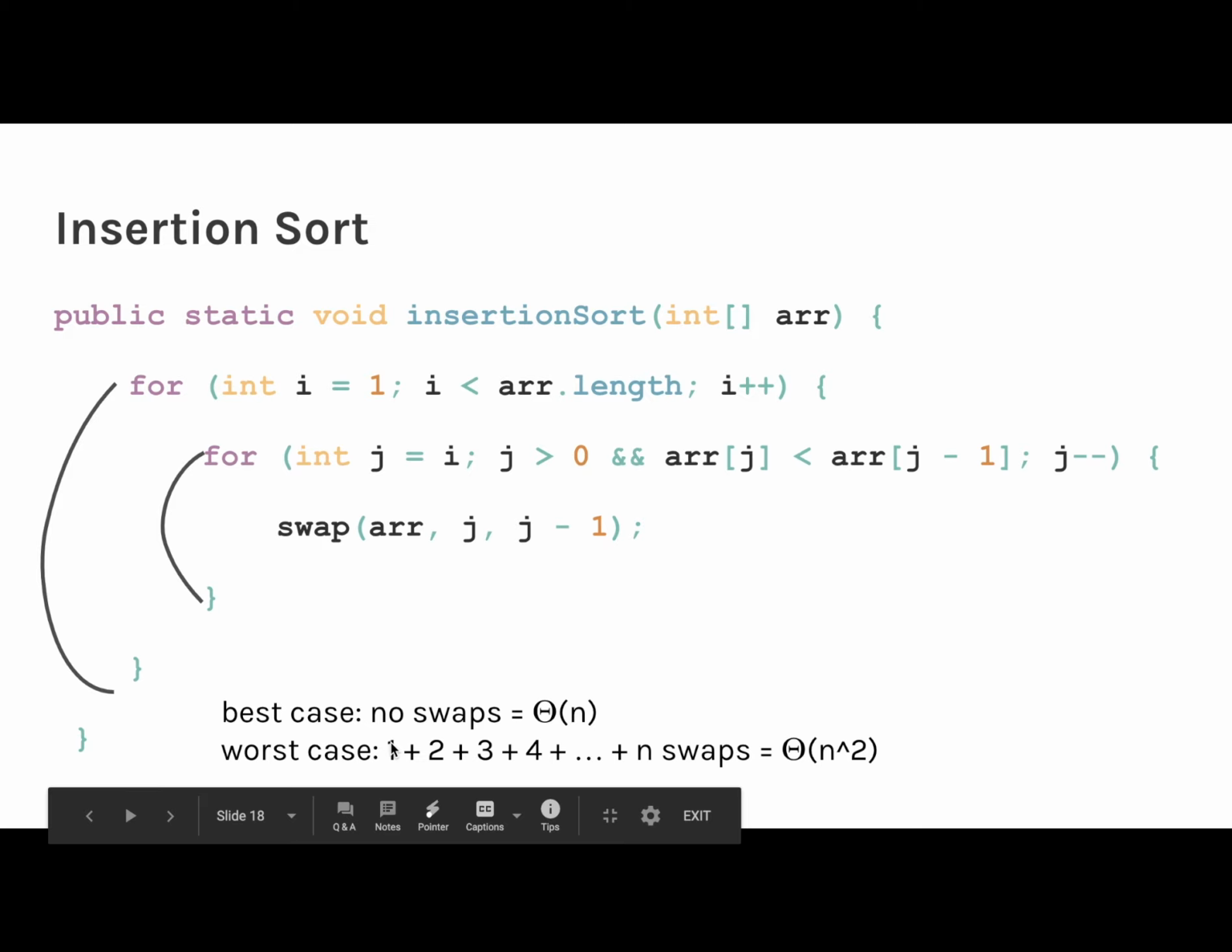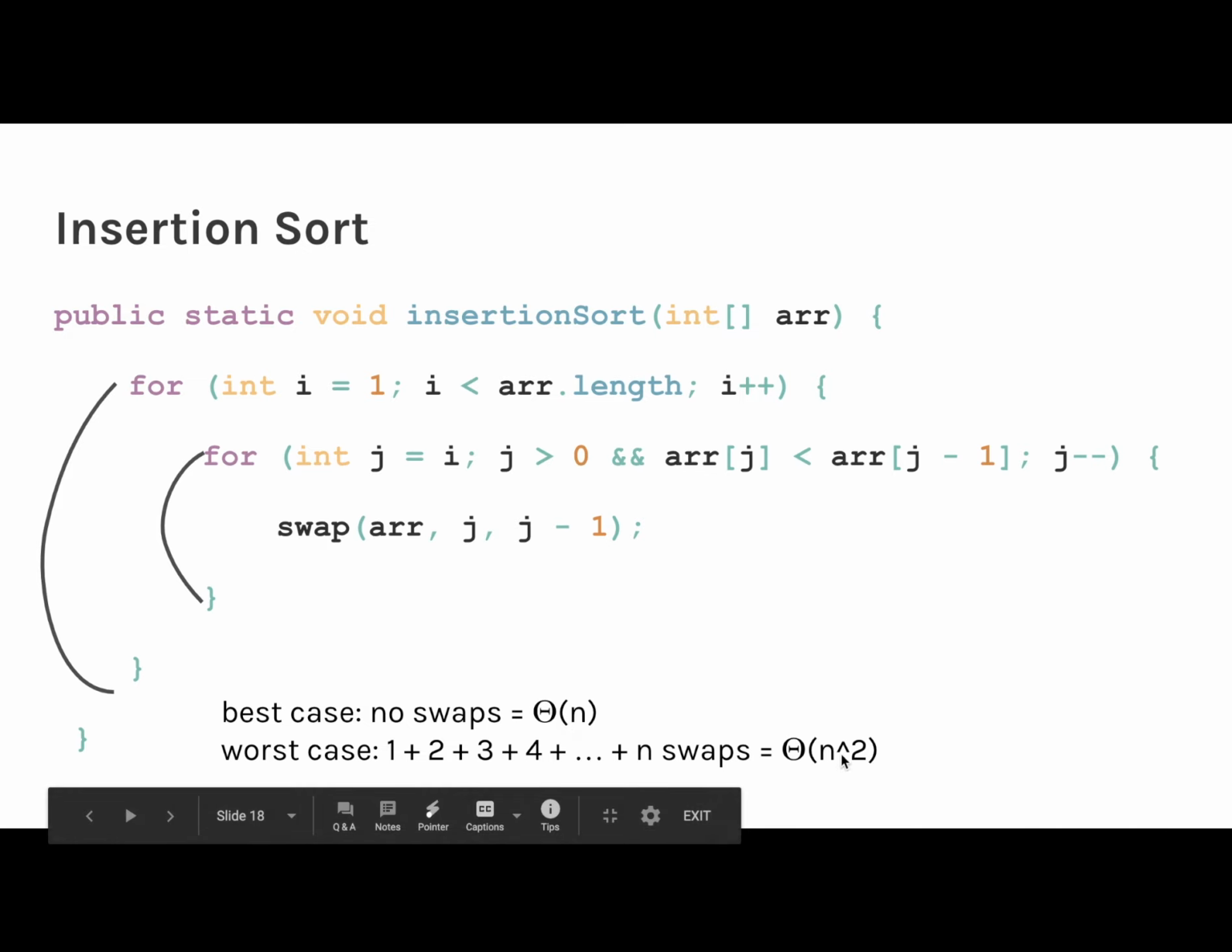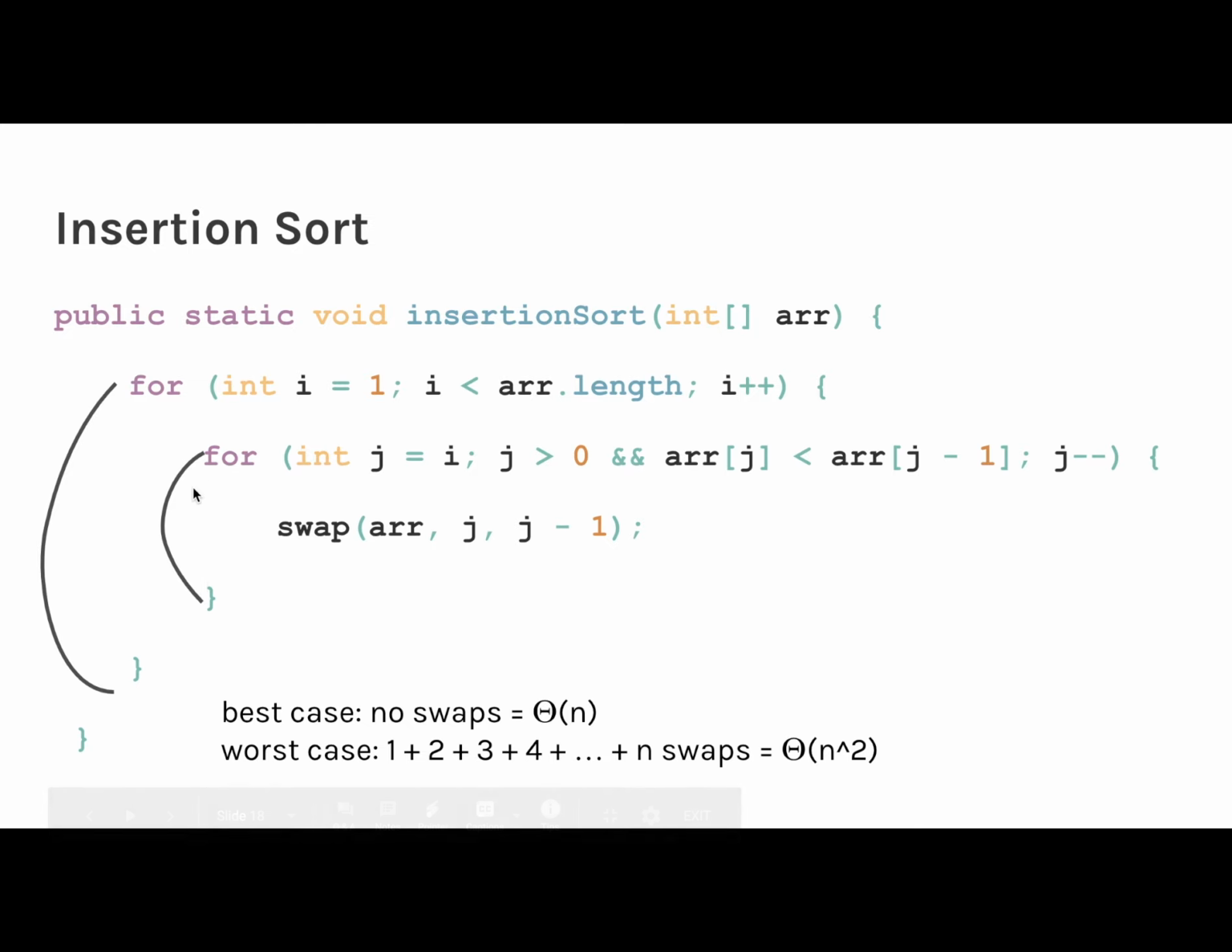In the worst case, say we have an array in reversed order, so like descending order, then every new element we consider will have to go to the very front of the array. So we're going to have to do one swap, then 2 swaps, and 3 swaps, ... to the very last element. That's going to move n swaps. So that's going to be n squared in the worst case. Best case is no swap, so we never enter this for loop, so we just go through one time.